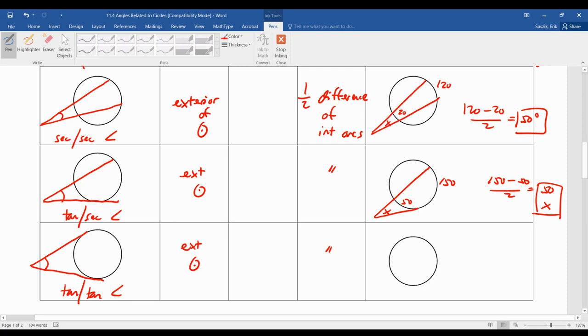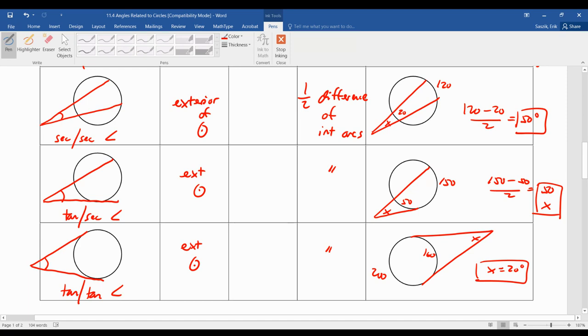All right. Tangent, tangent. So if this was 200, which means this has to be 160. Obviously, 200 minus 160 is 40. Divide by 2, my X is 20 degrees. So it's a lot of information there.